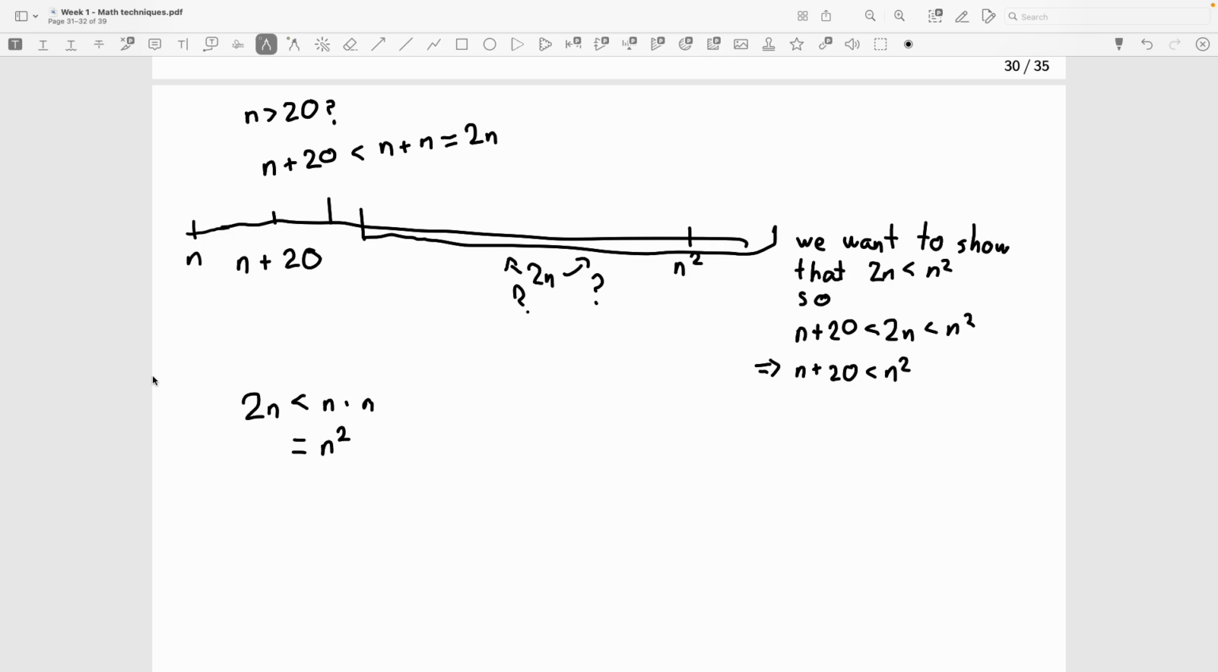n being less than n squared doesn't imply that n plus 20 is less than n squared, but 2n being less than n squared does imply that n plus 20 is less than n squared. So when you simplify your complicated side, it needs to come closer to the other side of the inequality so that we can make an inequality chain like this true.